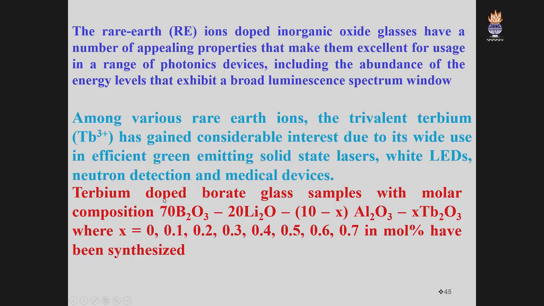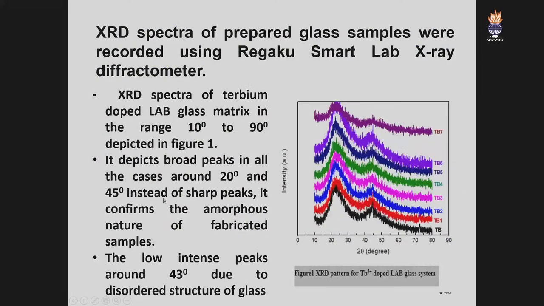So we have chosen that rare earth ions doped inorganic oxide glasses have a number of appealing properties that make them excellent for usage in a range of photonics devices, including the abundance of the energy levels that exhibit a broad luminescence spectrum window. Among various rare earth ions, the trivalent terbium, Tb3+, has gained considerable interest due to its wide use in efficient green-emitting solid-state lasers, white LEDs, neutron detection, and medical devices. That's why we have chosen this rare earth oxide for our glass.